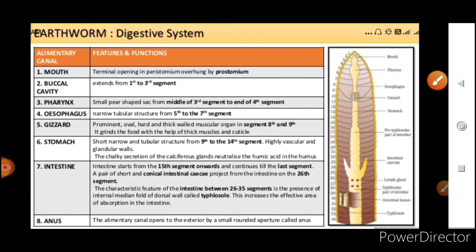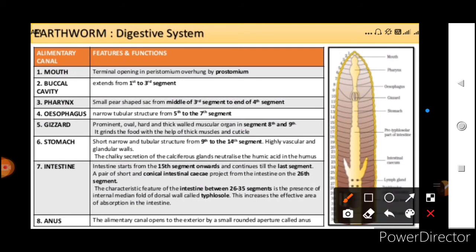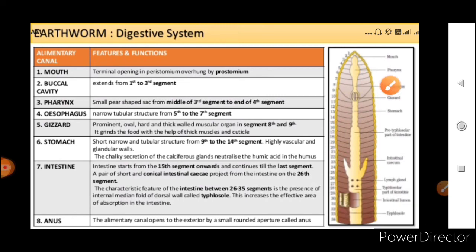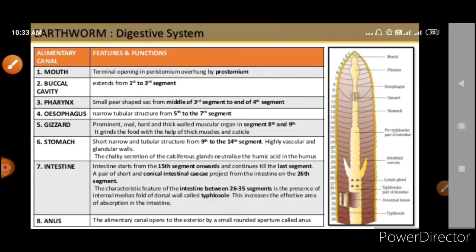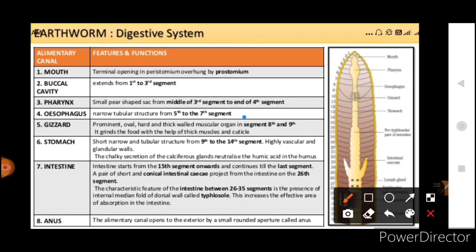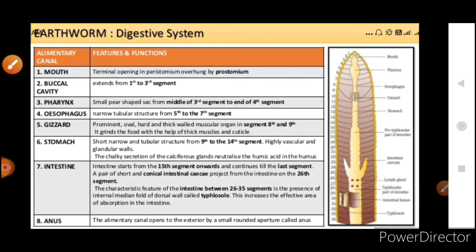So what did we study? We studied the mouth, buccal cavity, pharynx, esophagus, gizzard, stomach, intestine and anus. The mouth was the first segment, the buccal cavity extended from the first to the third segment, the pharynx third to fourth, the esophagus 5th to 7th, and the gizzard 8th to 9th, which helps in grinding because it has hard muscles and cuticle.